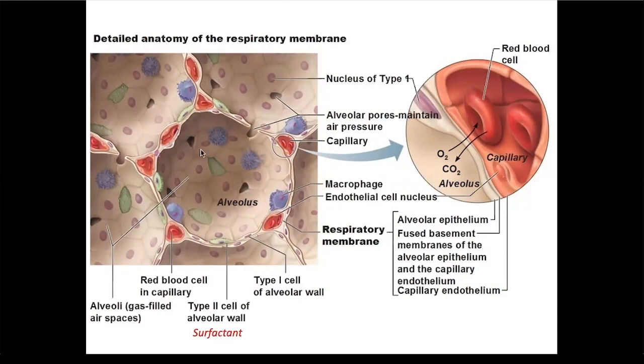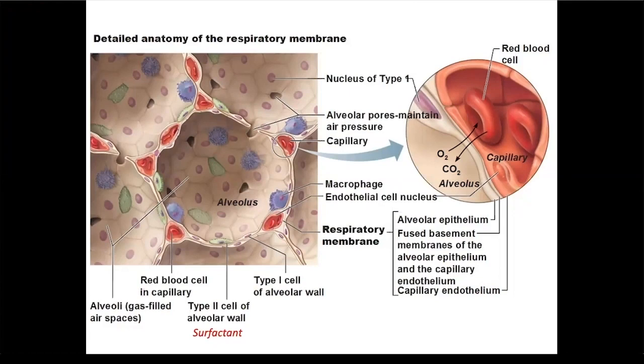There are several different types of cells that make up the walls of the alveoli. You have type 1 cells, which are simple squamous epithelium, and they will participate in the respiratory membrane. You also have type 2 cells, which produce what's called surfactant. This is going to prevent the alveoli from collapsing when you expire. In addition, you're going to have macrophages.